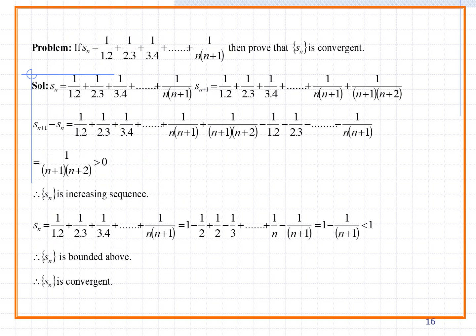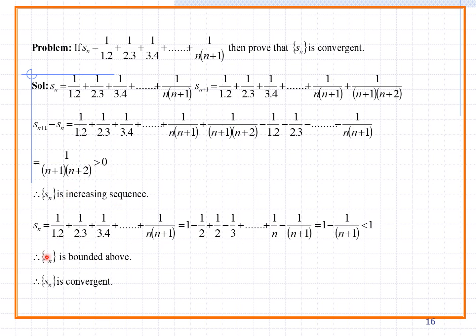See one more example. Problem: if Sn equals 1 by 1 into 2 plus 1 by 2 into 3 plus 1 by 3 into 4, and so on, up to 1 by n into (n plus 1), then prove that Sn is convergent. This total sequence you can treat as Sn. After n is replaced by n plus 1, you get 1 by n into (n plus 1) plus 1 by (n plus 1) into (n plus 2). What is the condition? Sn plus 1 minus Sn greater than 0. You can prove it like that. Sn plus 1 is the total sequence, Sn is this sequence, and you subtract. After that you get 1 by (n plus 1) into (n plus 2) greater than 0. Therefore Sn is an increasing sequence.